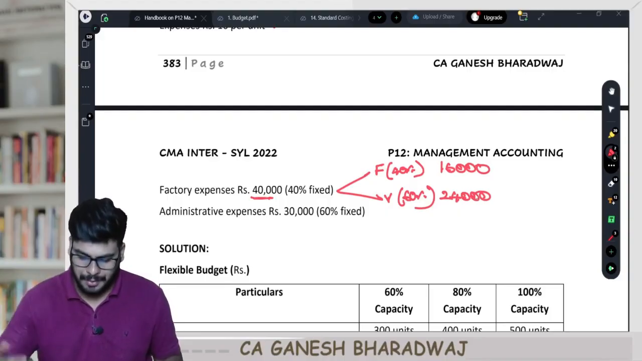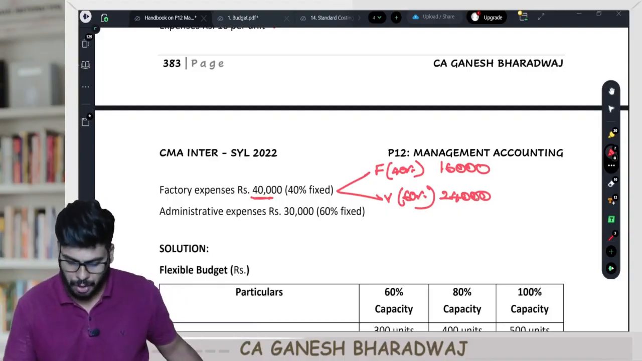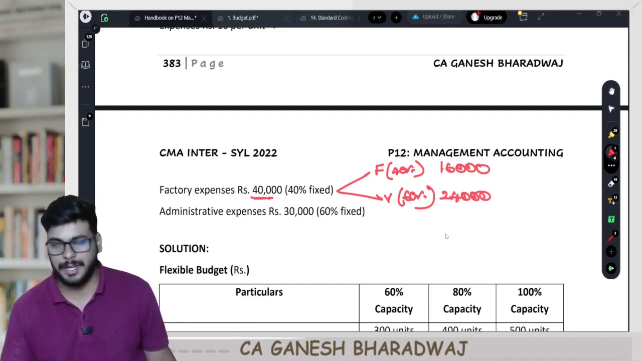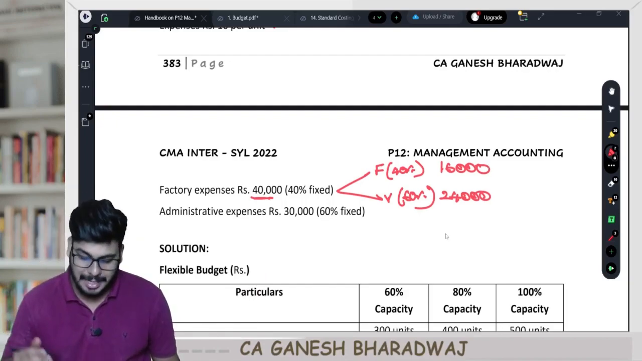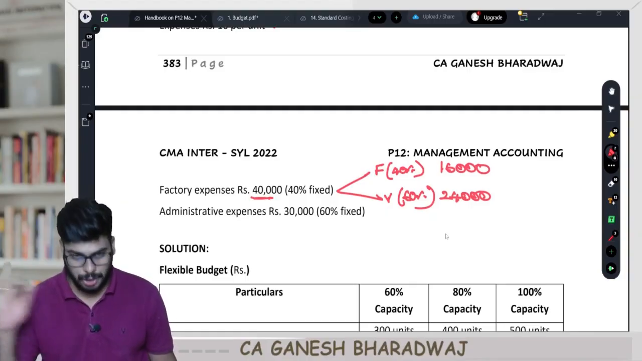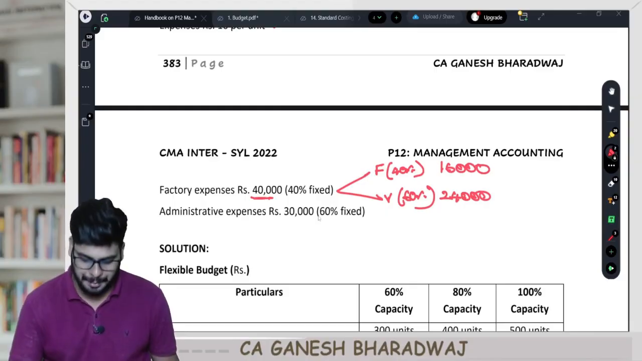So now you can bifurcate it. They have given 40% is fixed, so 40% of 40,000, 16,000 rupees, is fixed, and the balance 60%, which is 24,000, is going to be the variable component. Similarly, admin overheads they have given, it's going to be 30,000 rupees in total. Out of that, 60% is fixed.